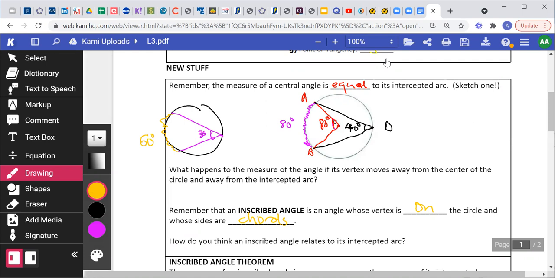But if I have a central angle here, that central angle would be the same as the arc. We're going to find a relationship between inscribed angle and central angle. The inscribed angle is half of the central angle, or the central angle is twice the inscribed angle. As you can see, the central angle being 60, the inscribed angle is 30.